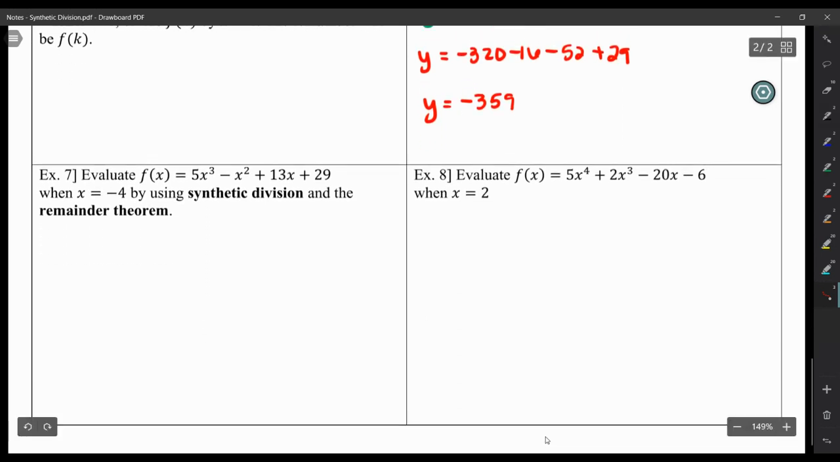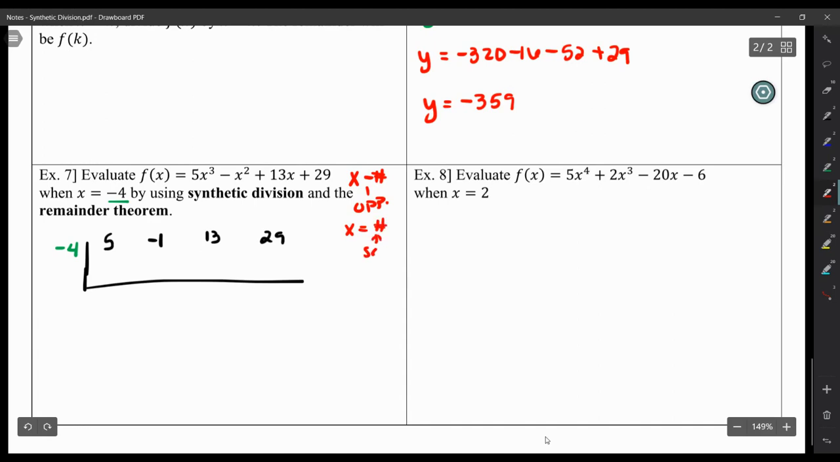Now you'll notice you should end up with the exact same answer. So if we use synthetic division on the inside, we're going to have a 5, a negative 1, a 13, and a 29. Now, this time, on the outside, we're keeping negative 4 the way it is. And the reason why is, you see how it has x is equal to negative 4, not x minus 4. So if it is x minus a number, then we use the opposite. However, if it's x equals the number, we use the same.